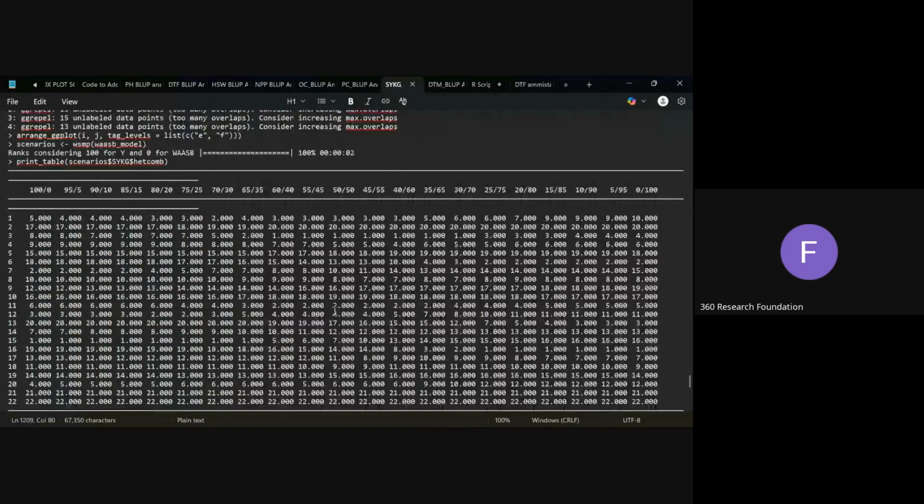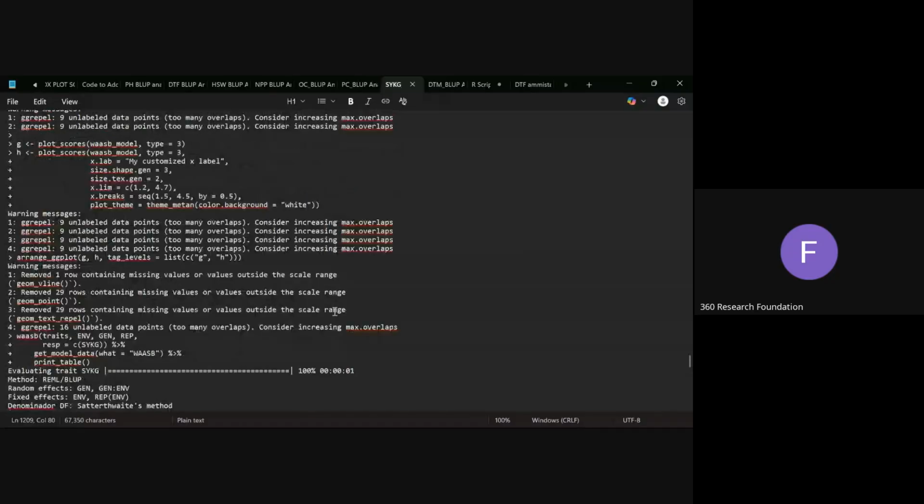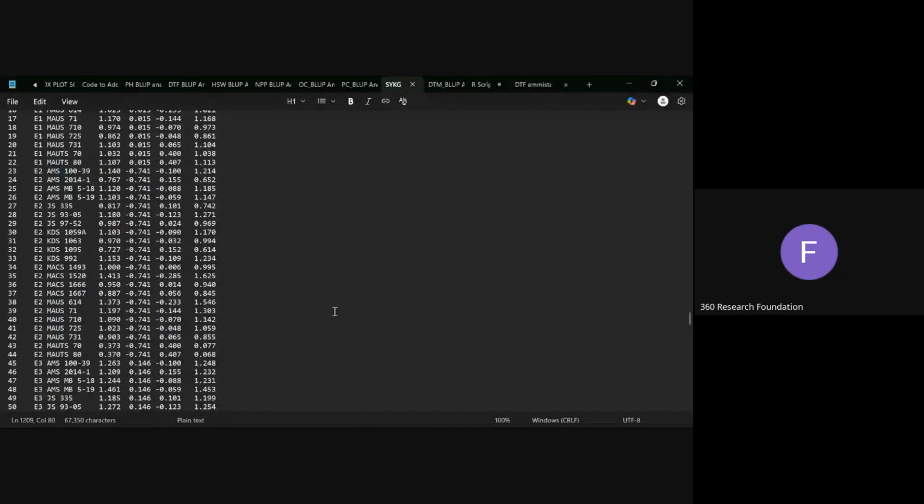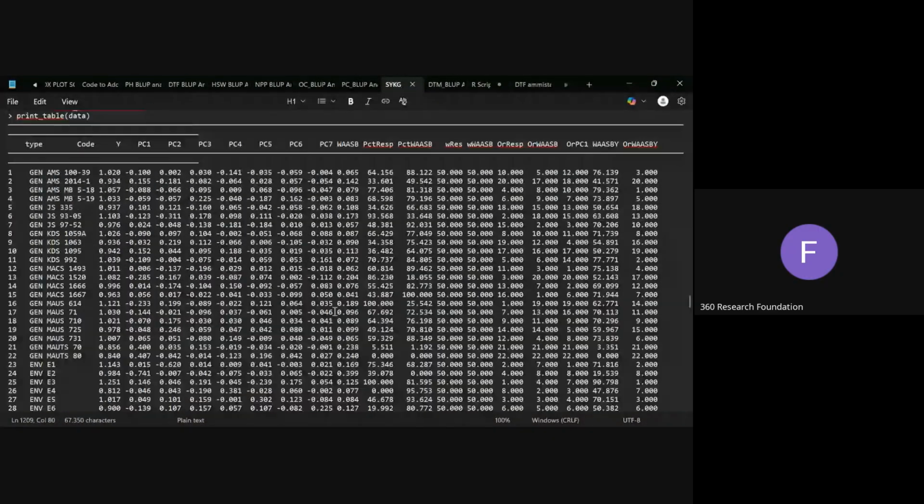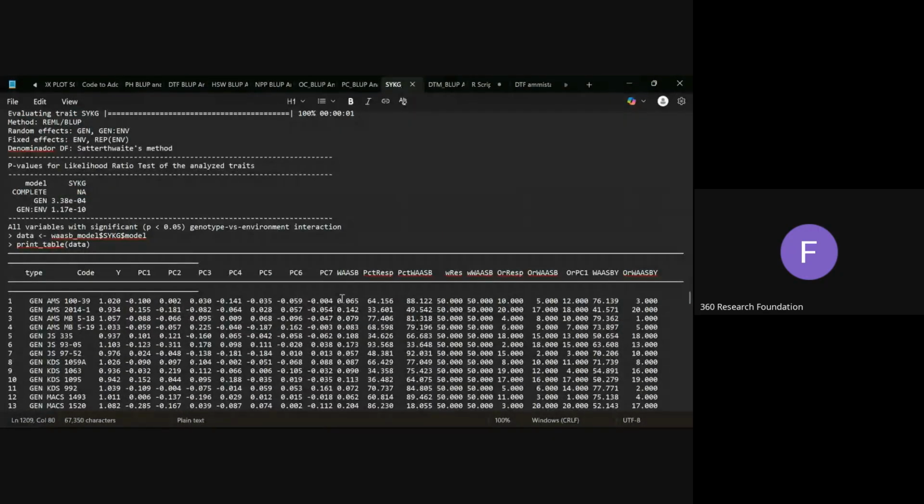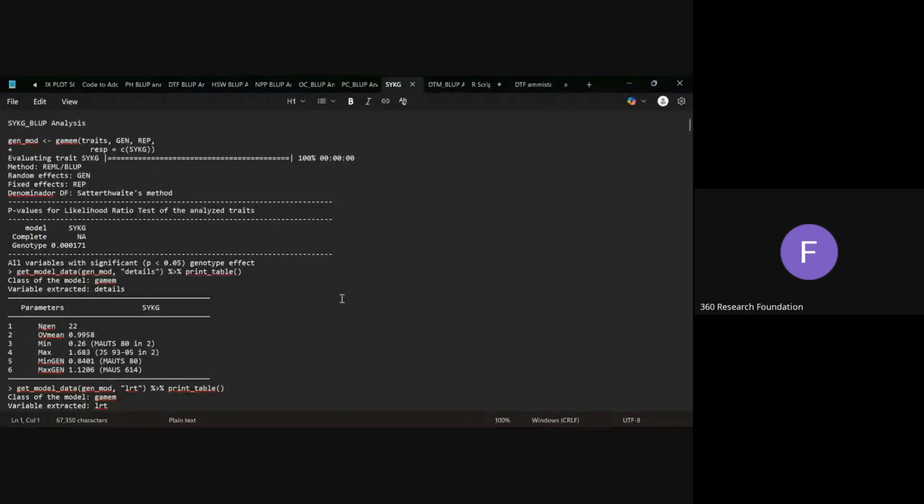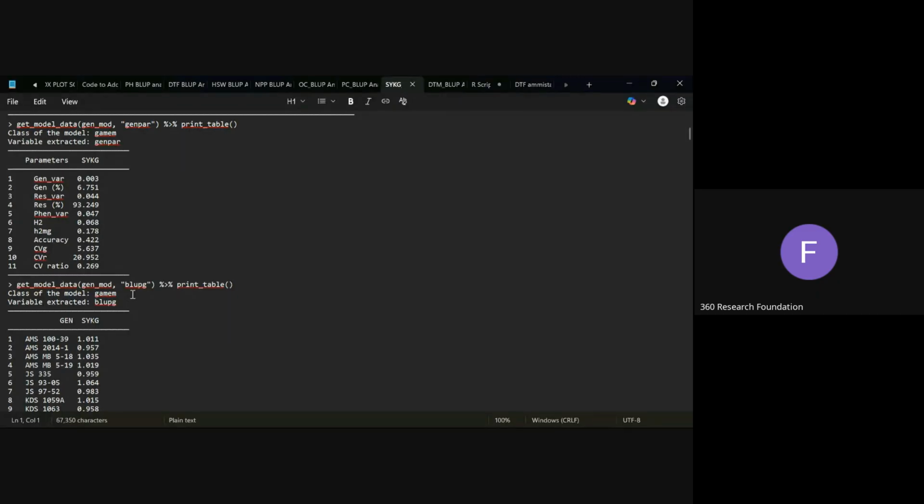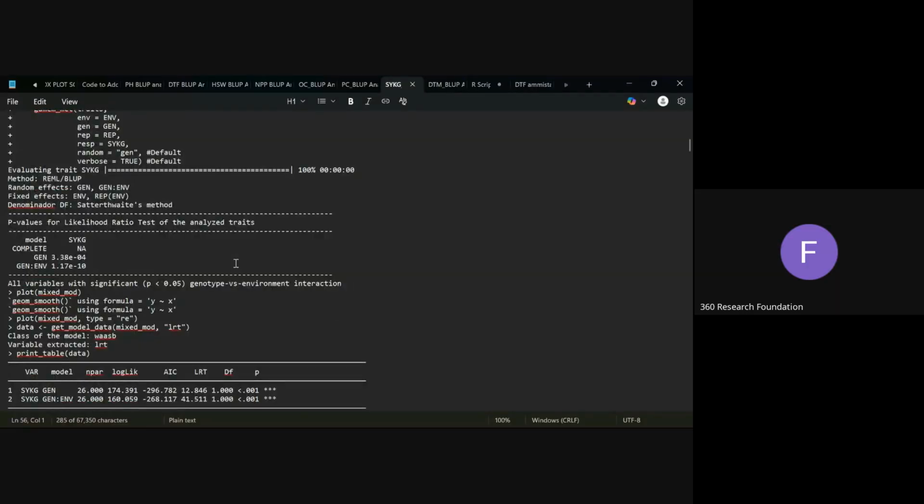So first I will tell you what is useful. Here, one by one, we will see from the starting. First and foremost, you will get these variability parameters.